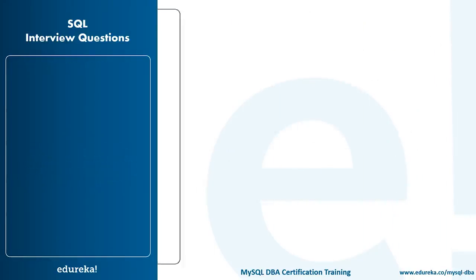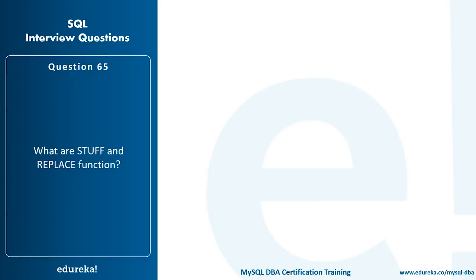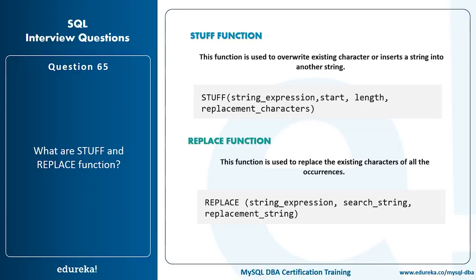Now let's move forward with the final question in this session. That is, what are the stuff and replace functions? Talking about the stuff function first, this function is basically used to overwrite existing characters or insert a string into another string. The syntax for this function is stuff, string expression, start, length, and replacement characters, where the string expression is the string that will have characters substituted. Start represents the starting position. The length refers to the number of characters in the string which are substituted, and the replacement string is the new characters which are injected in the string.